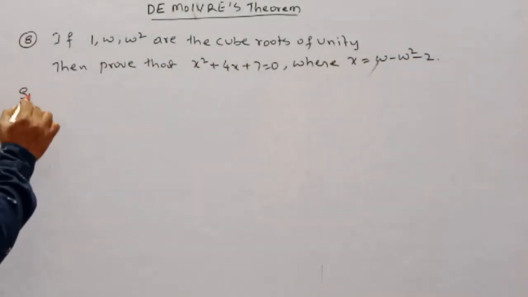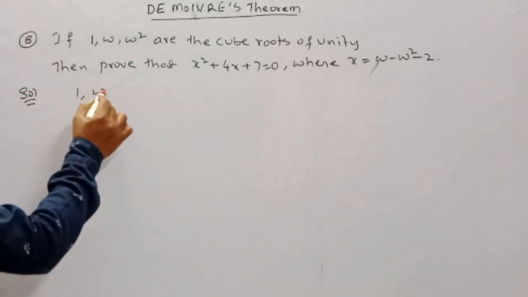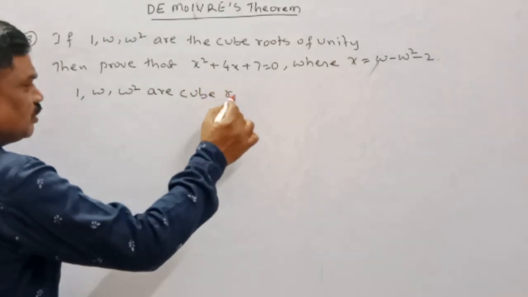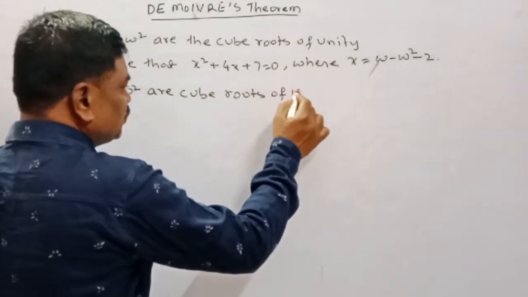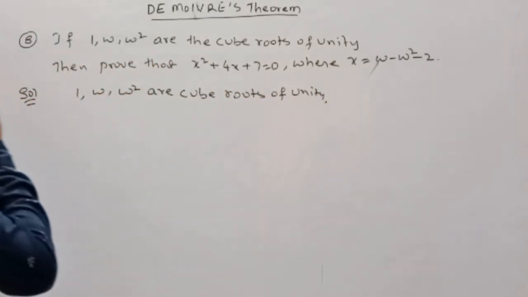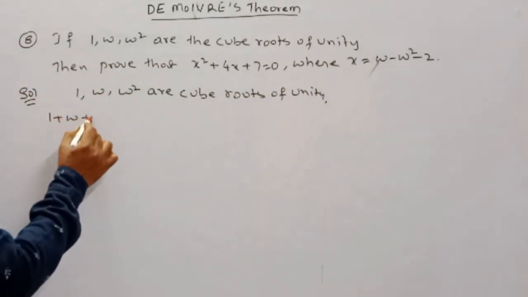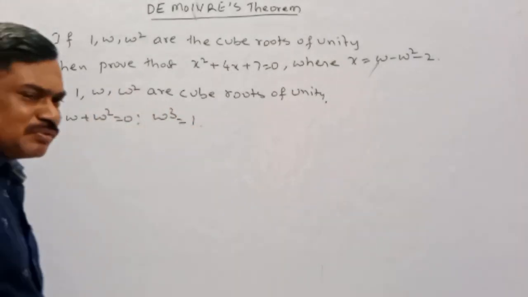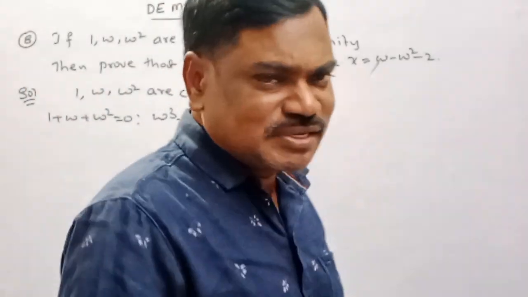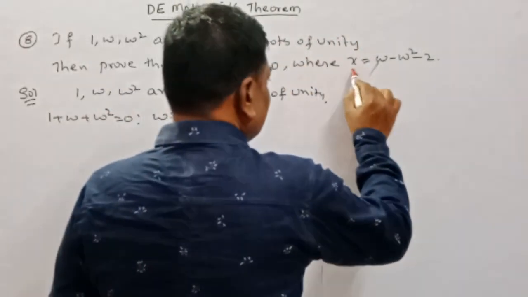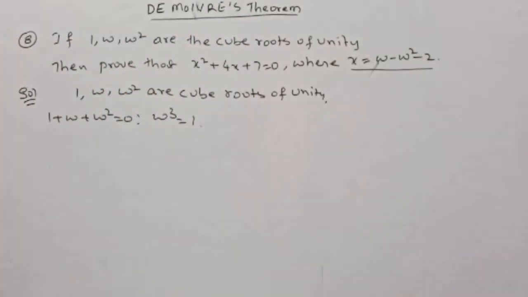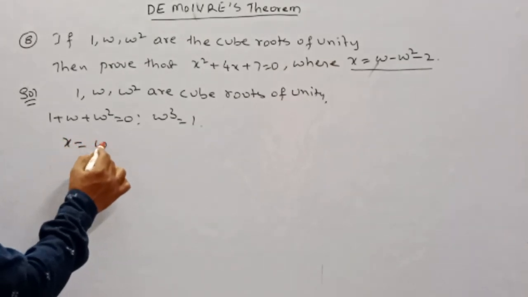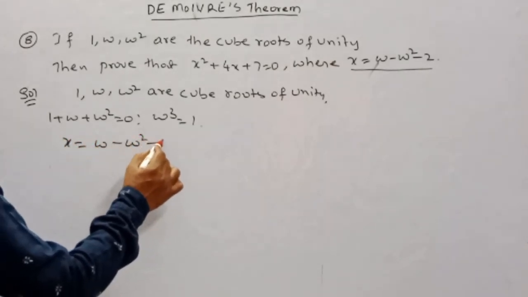So here we have given 1, omega, omega square are cube roots of unity. Cube roots of unity means what? 1 plus omega plus omega square is equal to 0, omega cube is equal to 1. Are the two conditions satisfied? Then one more given, x is equal to omega minus omega square minus 2.